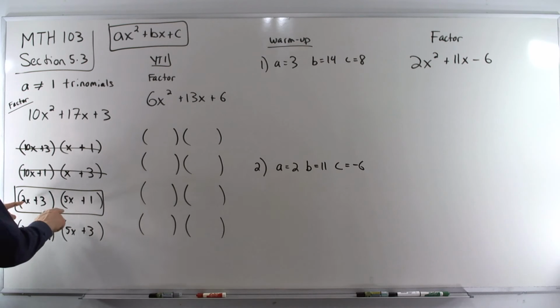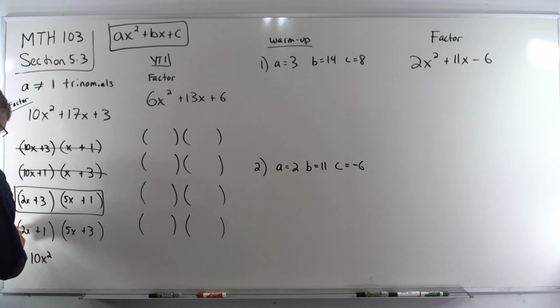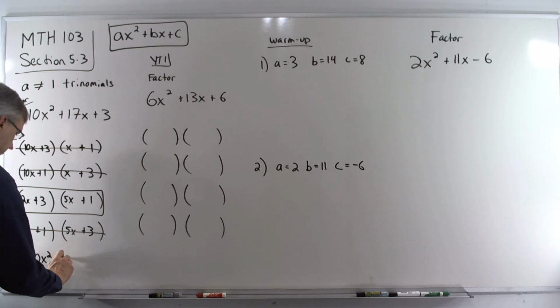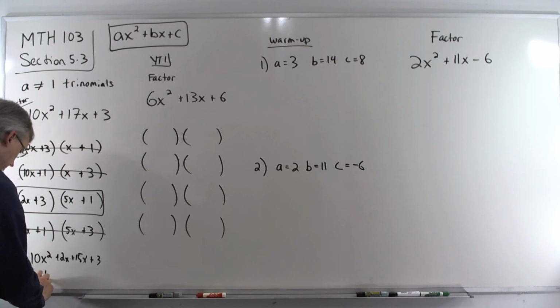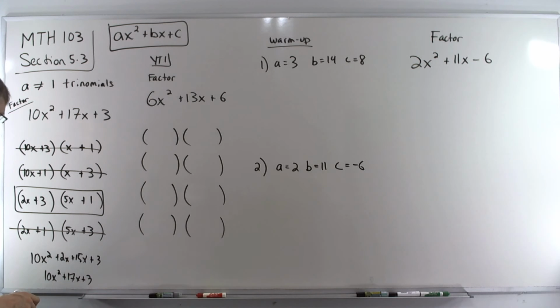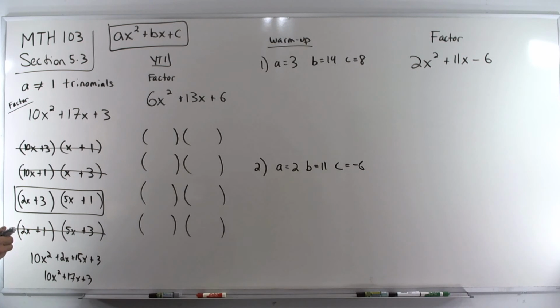And when we FOIL this, we get 2x times 5x, that's 10x squared, plus 2x, plus 15x, and plus 3. Combine like terms, we get 10x squared, plus 17x, plus 3. And that's where we started. So that is the factorization. All right, try out this trial and error technique on your turn number 1. 6x squared plus 13x plus 6.